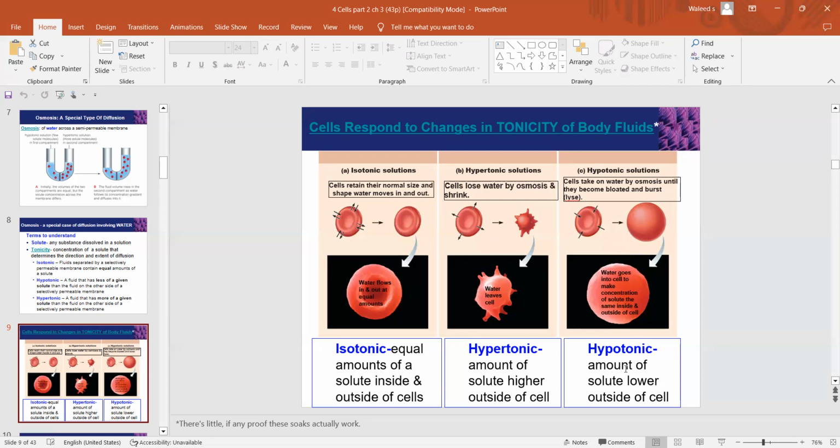How about if you put it in hypotonic solution, a solution that's less concentrated than the red blood cells? Same rule. What's osmosis? Movement of the water from low to high, from hypo to hyper. In this case, the solution is hypo. The water will leave the solution and go inside the red blood cells. Red blood cells are going to swell, and then become bloated until they burst. And we call that lysis.